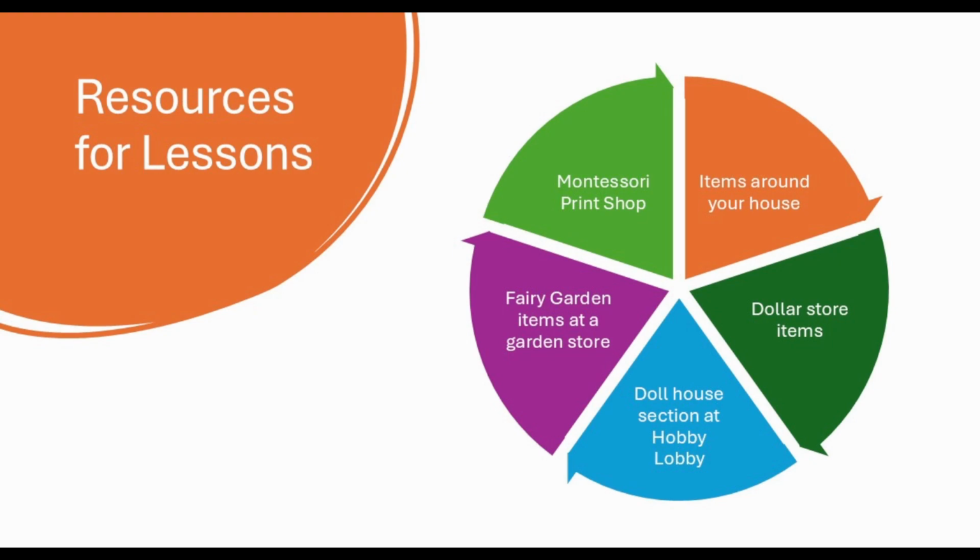However, if you do need to buy some stuff, you can go to cheaper places like the dollar store. Or one area that's really helpful is actually the dollhouse section at Hobby Lobby, or at other stores like Michael's or Joann Fabrics, right? You can find a lot of materials there in that section. You can also go to a garden store and find lots of fairy garden items, which might work well for your language area as well.